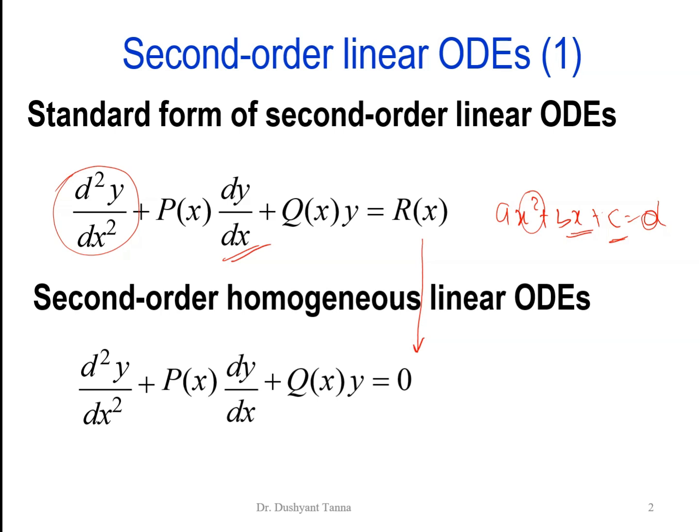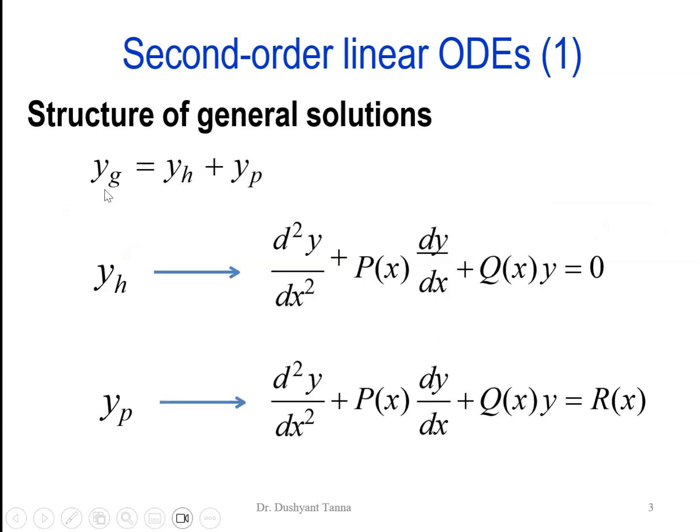So similar to what we have discussed earlier in the first order, the solution will have two parts, YH and YP. Yeah. So YG, the general solution, will be YH plus YP. YH will be related to the homogeneous one, and YP will be the particular solution related to the inhomogeneous one. Okay.